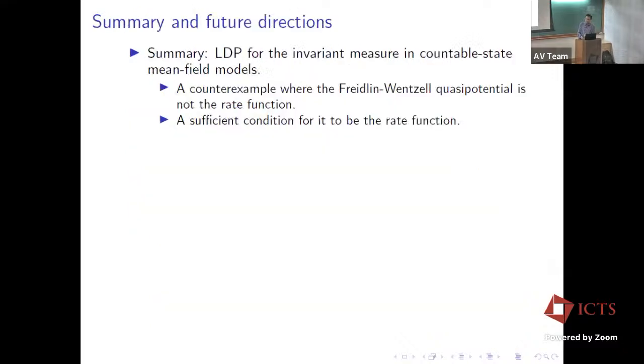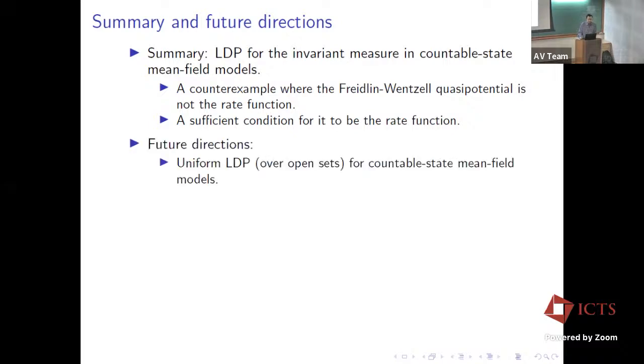So I'll just summarize now and then raise some open questions. What's the summary? We were looking at the large deviation principle for the invariant measure in countable state space mean field models. I gave one counterexample. There are other M/M/1 queues with interaction where the Freidlin-Wentzell quasi-potential is not necessarily the rate function associated with the large deviation principle for the invariant measure associated with the empirical measures. I gave a sufficient condition for this to be the rate function, and that limited the jump rates of going far out. So here are some questions that one could think about.